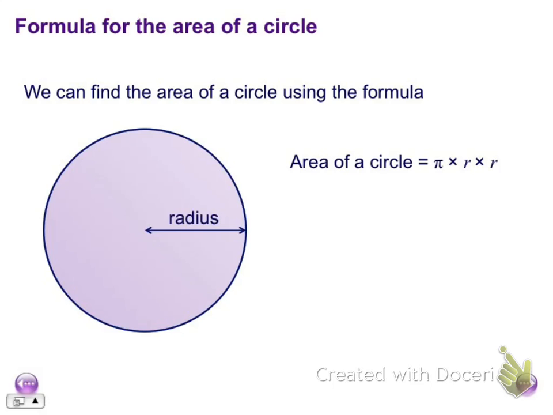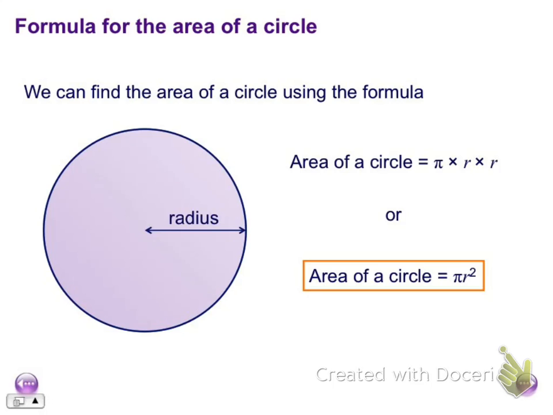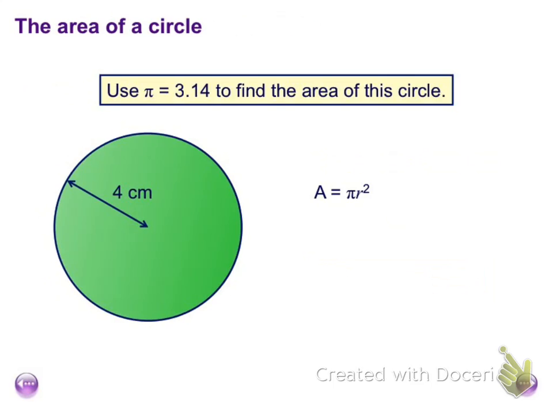Okay, so what we're going to do today then is practice using this formula so we can find the area. Okay, so like we were saying, the formula for the area of a circle is pi r squared. So you want to make sure that you have that written down in your notes. And then we're going to use this formula to calculate some areas.